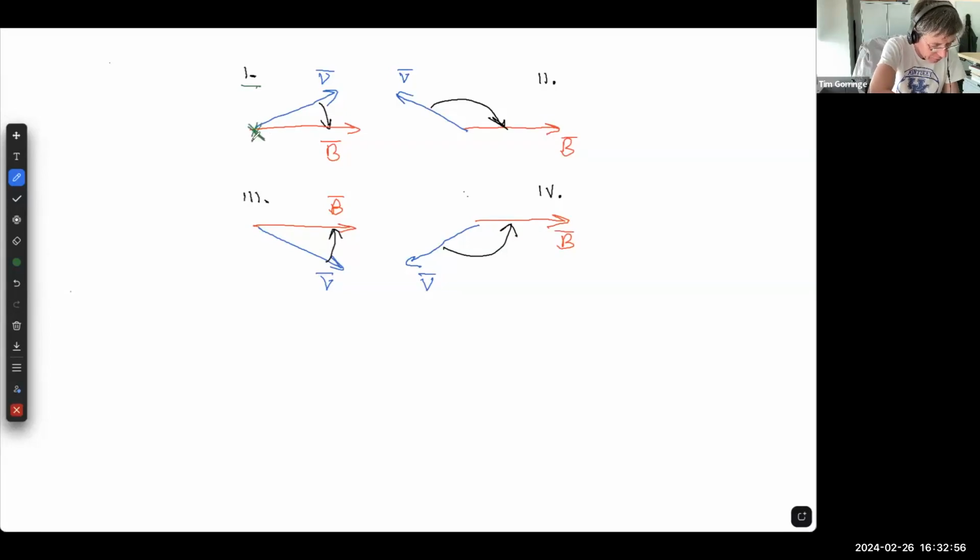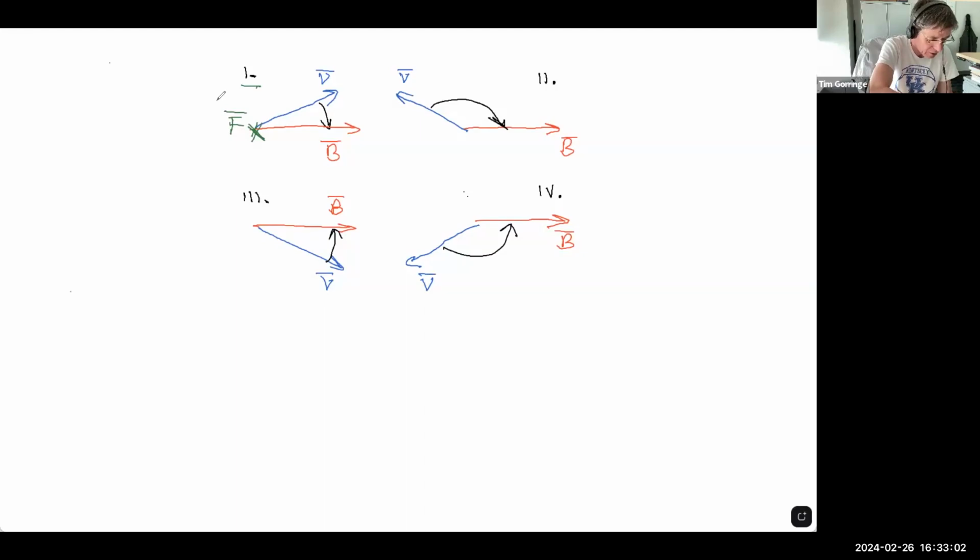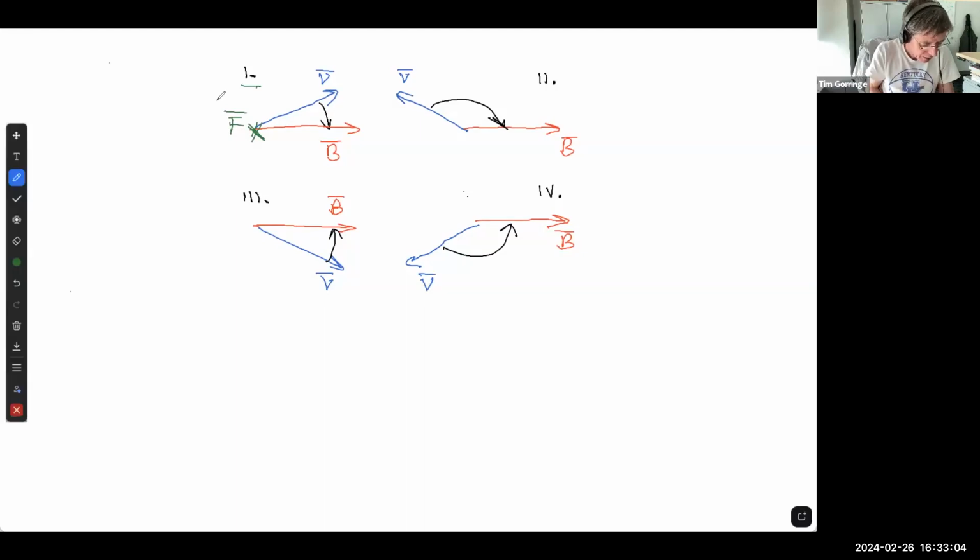I'm going to indicate with a cross. That's the direction of the force into the screen on a positively charged moving particle. If I do the same thing on sketch number 2, again curling my fingers from the direction of V towards B, my thumb points in towards the page. I'm going to indicate that with a cross, as a convention. That's the direction of the force on a moving, positively charged particle.